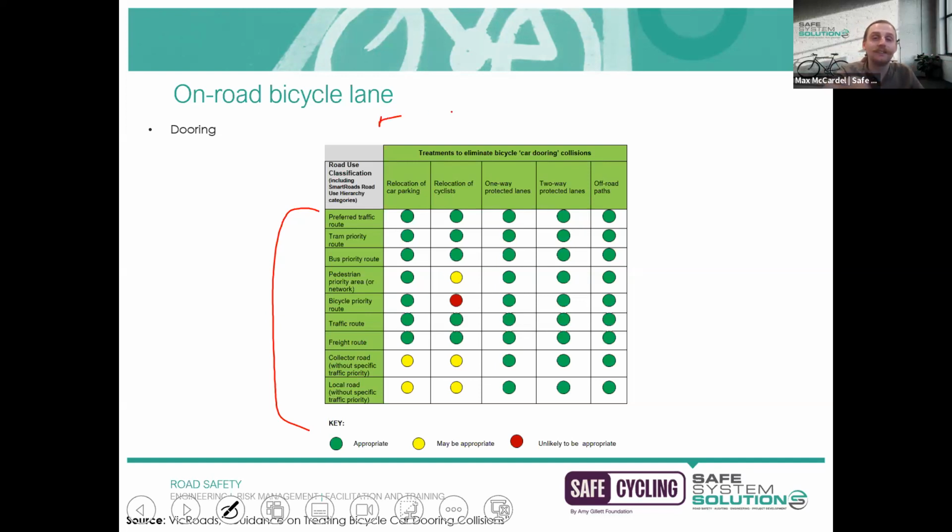And then along this axis, I guess you'd call it, what kind of treatment could you be looking at investigating? Once again, I wouldn't say it's got a lot of detail in there. It's just hopefully giving you a bit of information as to what you could be investigating, and what would be unlikely to be appropriate. So just as an example, if you are on a bicycle priority route, relocating cyclists is unlikely to be an appropriate thing to be looking at.